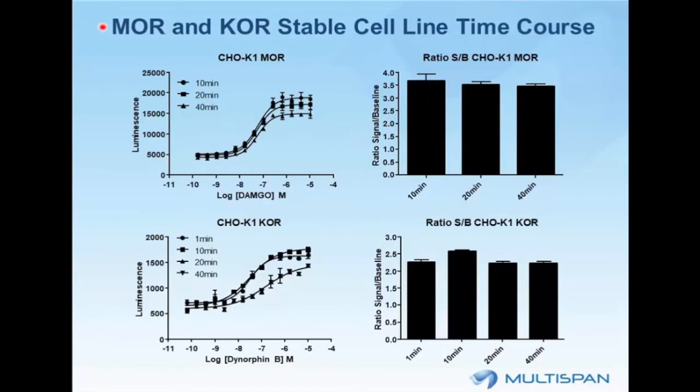We have here the mu-opioid and kappa-opioid assays in a stable cell line, and this is basically the time course. This is 10, 20, and 40 minutes. So this is the 40 minutes, 10-minute.